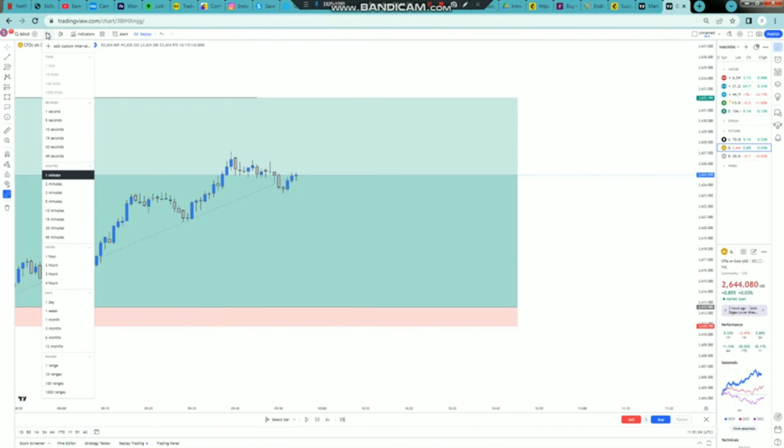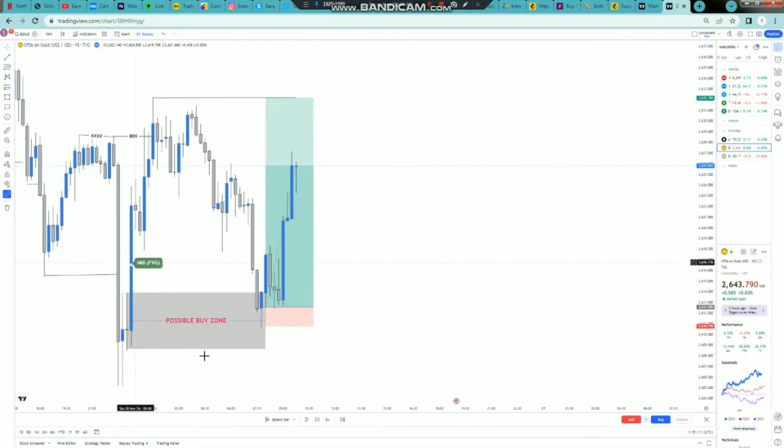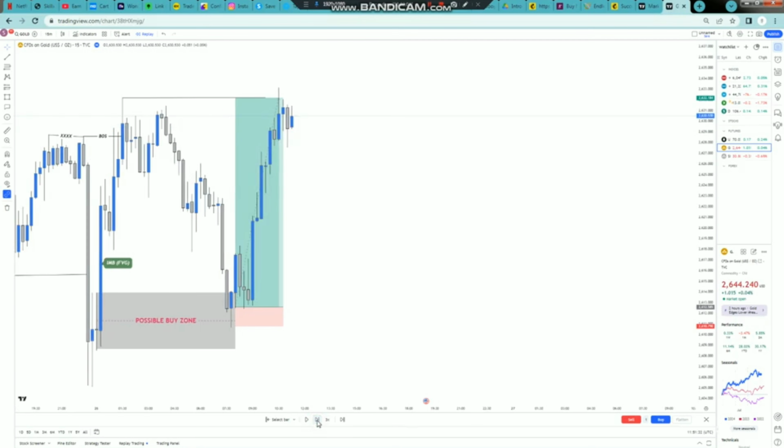Let's go back to 15 minutes now where you can see it well. 15 minutes chart. I think you can see after the market sweeping this lower liquidity, this internal liquidity, the market tapped into this. Remember, we are risking not even 20 pips. I think it was something like 10 pips. Yes. So now the market moved up to hit our TP.